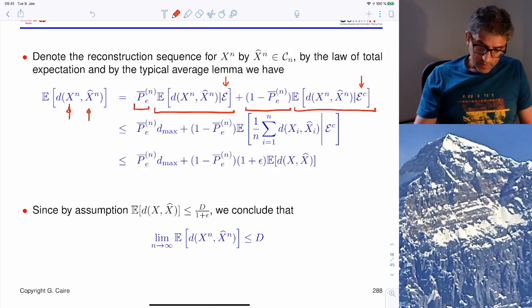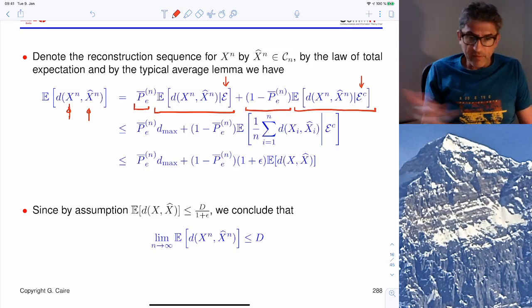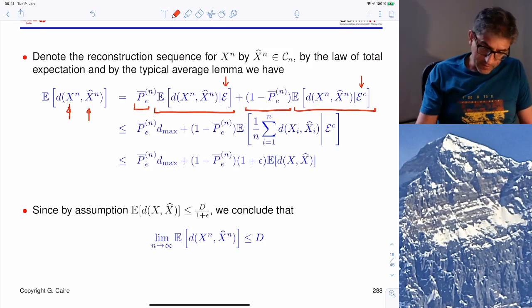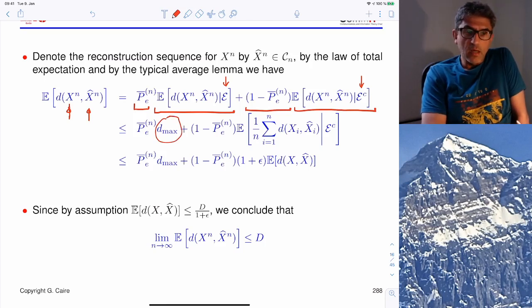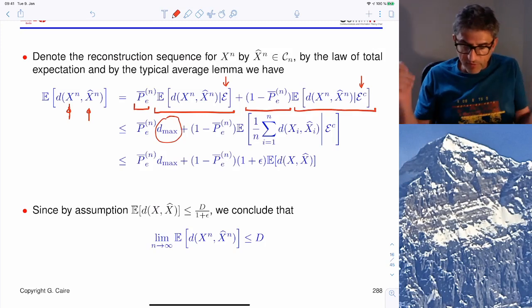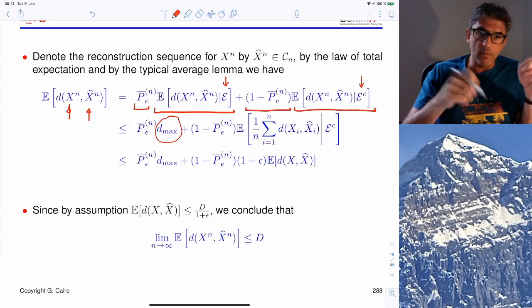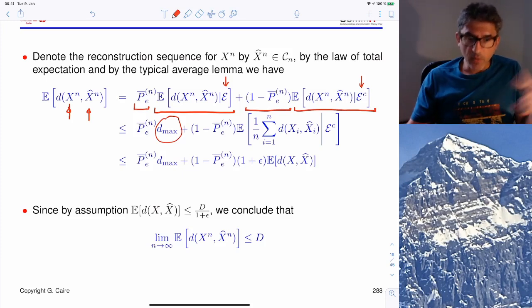So what happens in the case of error? The decoder picks whatever sequence, and therefore the distortion will be upper bounded by a d max. D max is a uniform upper bound to the distortion, and this exists when the distortion function is bounded. So for every x and x hat, there is a maximum such that d(x, x hat) is less or equal than d max.